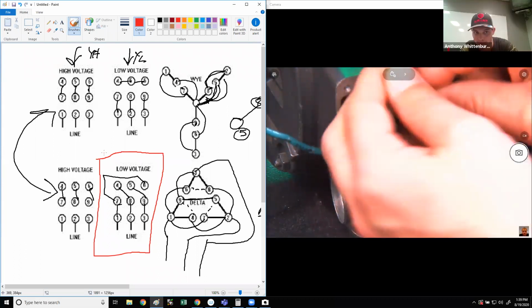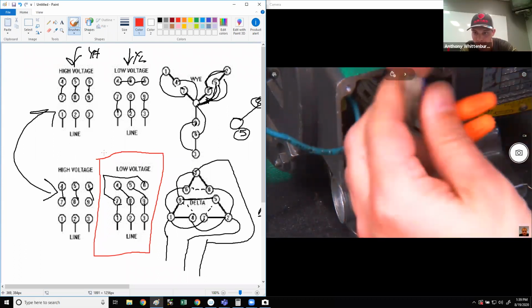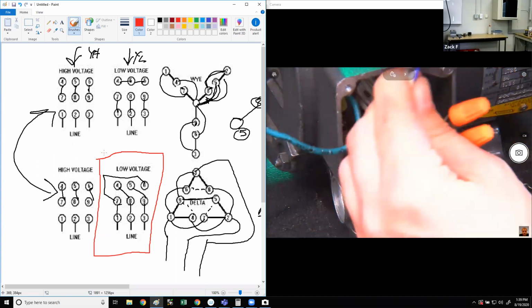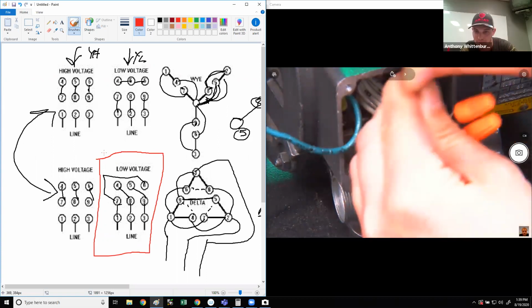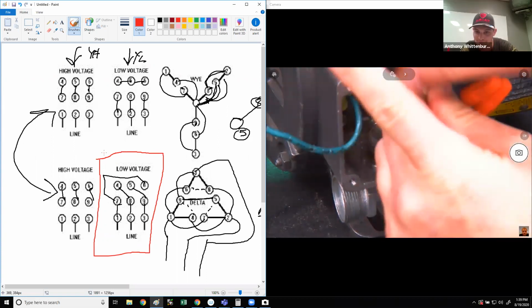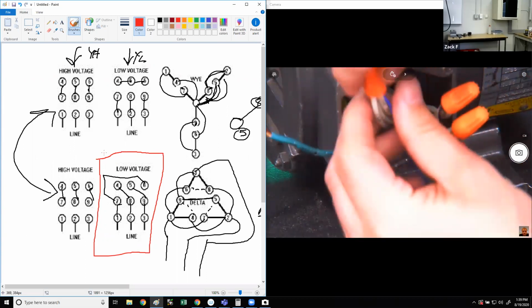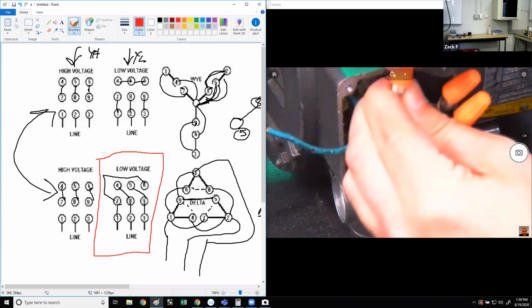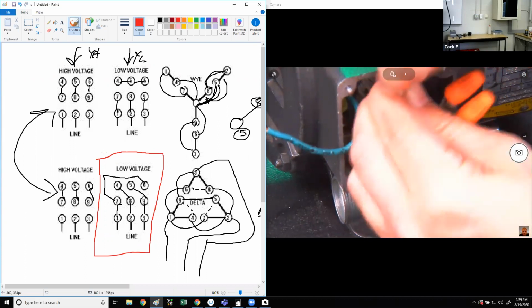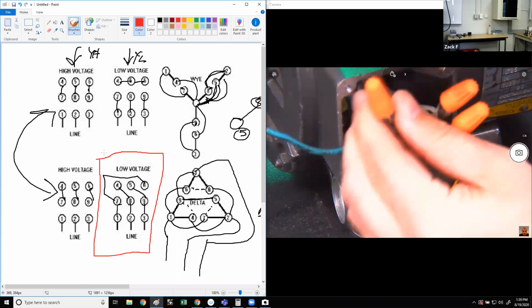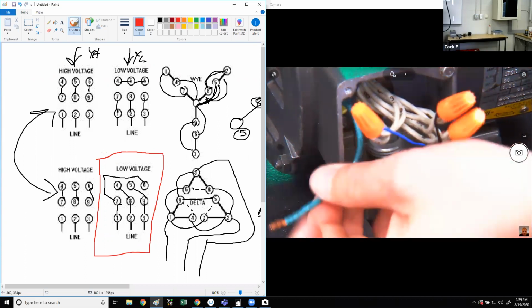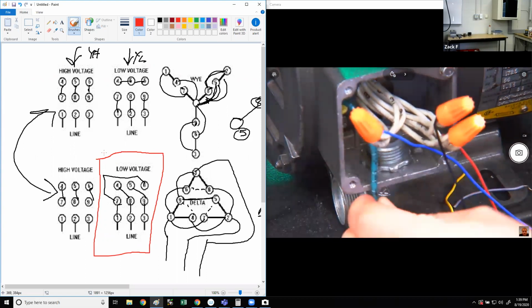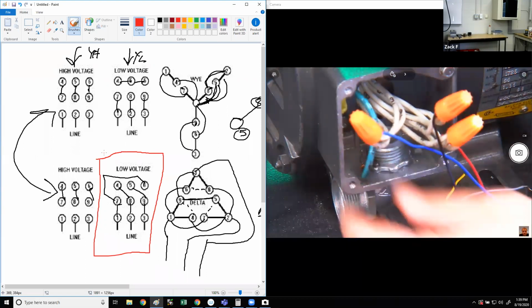How is that grounded? Hmm? Is it properly grounded? Not yet. I will properly ground it here in a second. Touch this to the... There we go. Properly grounded.